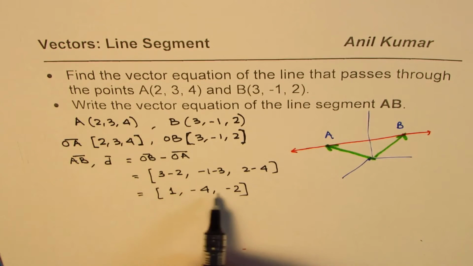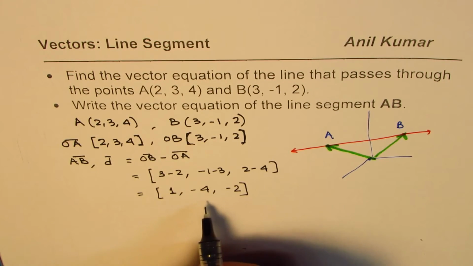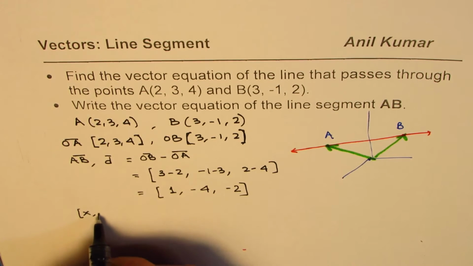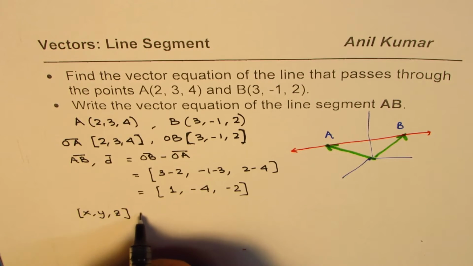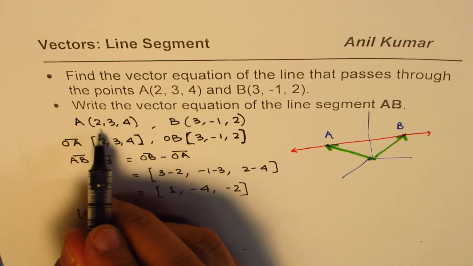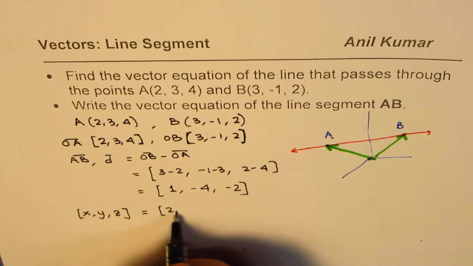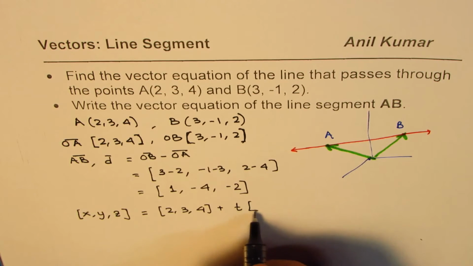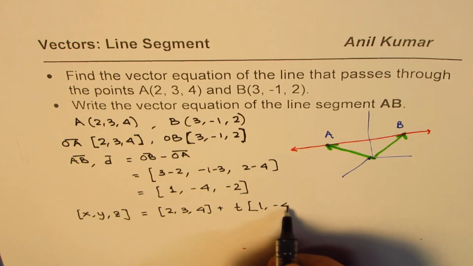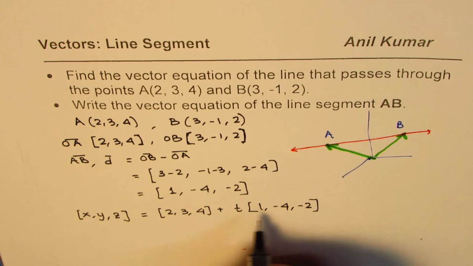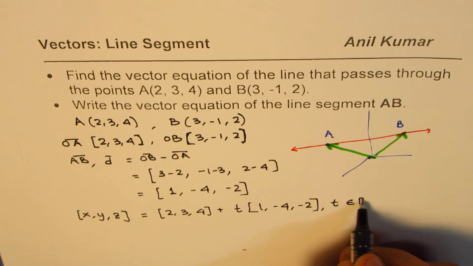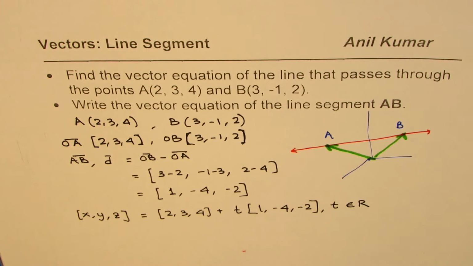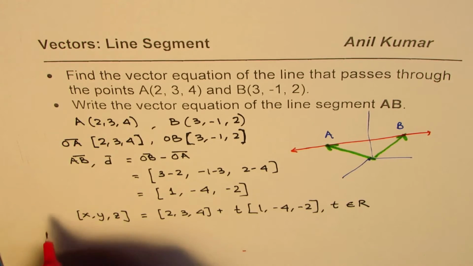So that becomes the direction vector for us. Once we know the point and the direction vector, we can always write down the vector equation. So we say vector equation is any coordinate point (x, y, z) will be equal to, let's use A, which is (2, 3, 4), plus the parameter t and the direction (1, -4, -2), where t belongs to real numbers. So that becomes the equation of the line, which is shown in red here. So that is the first part.